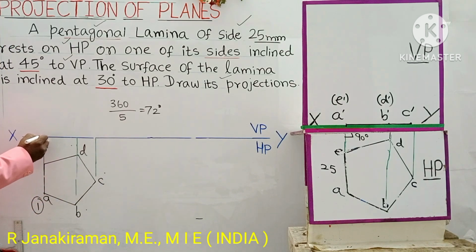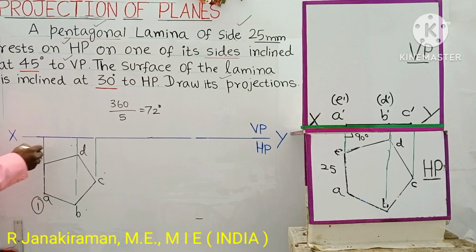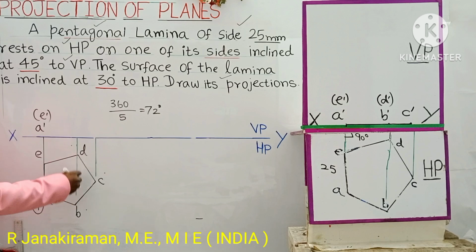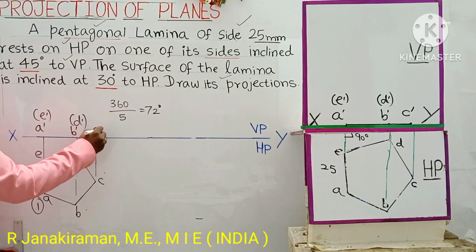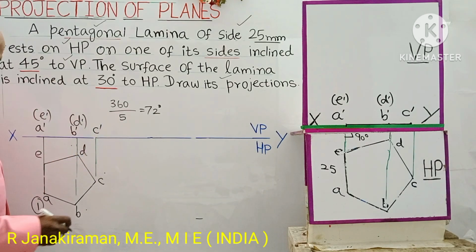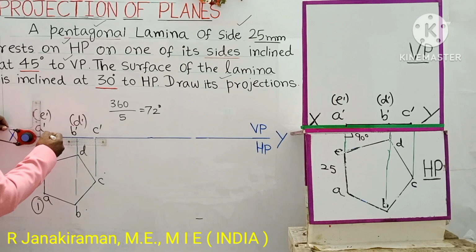Looking in this direction, A is the first point. Merged with A will be E dash. So A dash, E dash is put in brackets. Similarly, this point should be marked as D dash. Merged with B dash will be D dash. This is the end point called C dash. Next you have to join this A dash and C dash. It will be a single line, merged with the XY line itself.